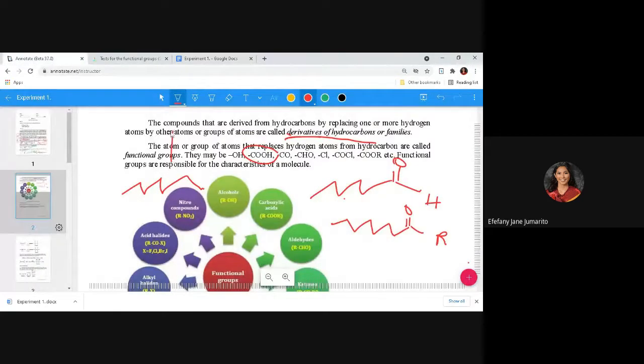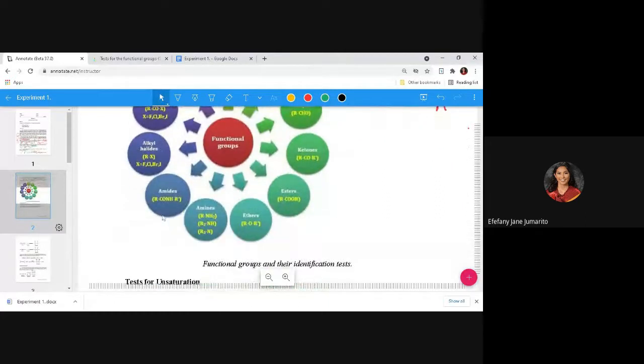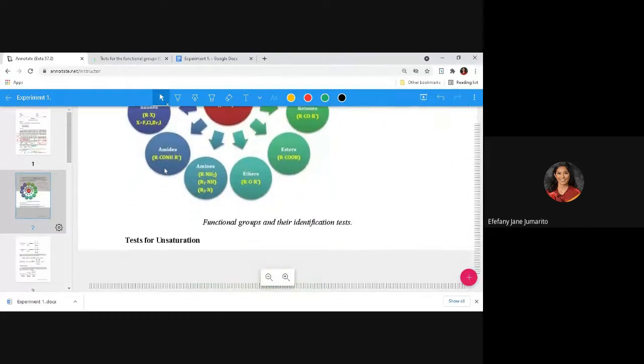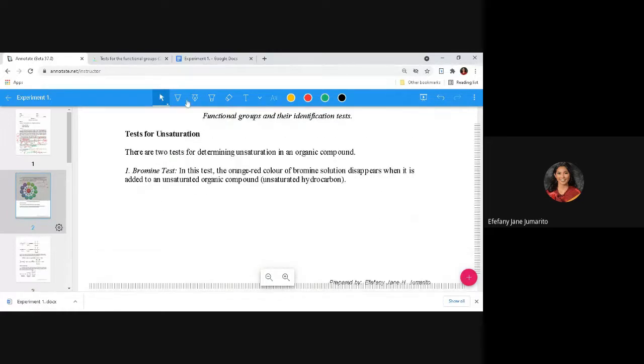Functional groups. Okay, we have alkyl halides, amides, amines, ethers. Okay, so that's it for the lecture.